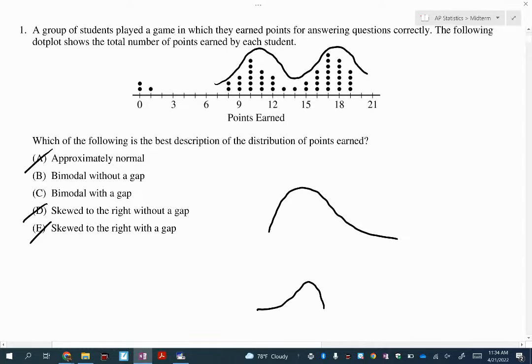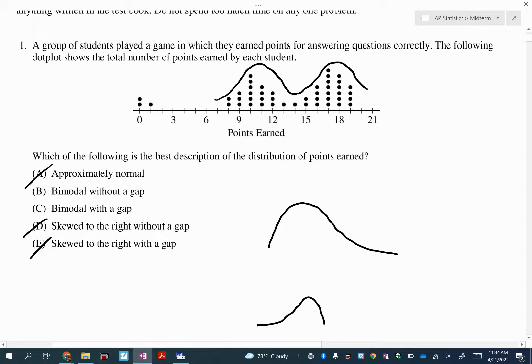So the question is, is there a gap? Where is that gap? Right there. Right here, it looks like there's a gap. All right? So make sure once you see that gap, you know that it's bimodal with a gap. Number 1 is C. Hopefully you're 1 for 1.